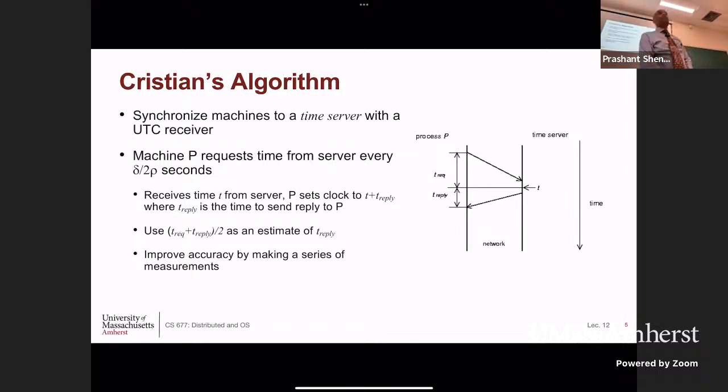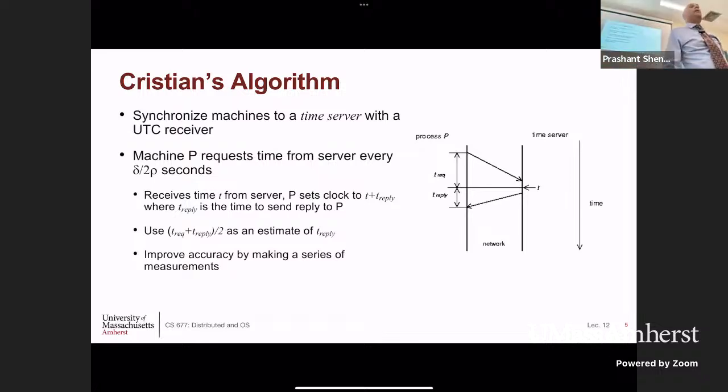Okay, so then we are going to T plus T request plus T reply over 2. And now we got one estimate of that correction. Now, as you can see, this is just an approximation. There's no guarantee that the message is going to take the same amount of time to go from the machine to the time server as it comes back. In fact, if you look at that picture, you will see that T request is actually bigger than T reply, and that is intentional, just to show you that they are not going to be equal in practice.